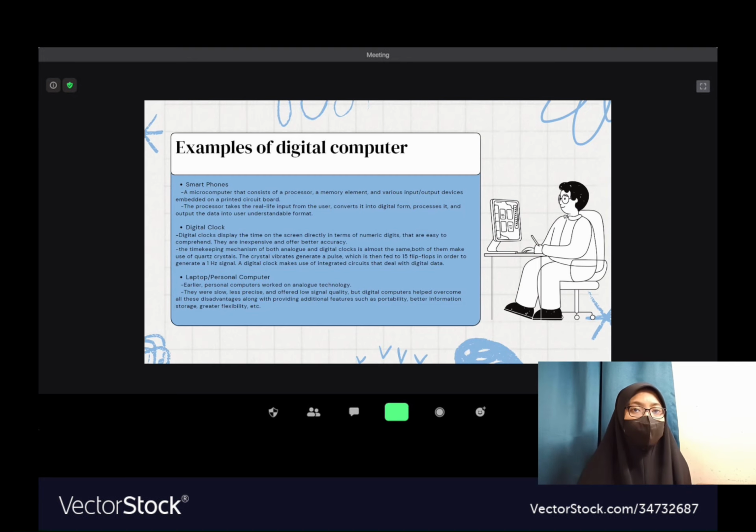data into a user-understandable format. Next, digital clock. A digital clock displays the time on the screen directly in terms of numeric digits. They are easy to comprehend, inexpensive, and offer better accuracy. The timekeeping mechanism of both analog and digital clocks is almost the same. Both of them make use of a quartz crystal. The crystal vibrates to generate a pulse, which is then led to 15 flip-flops in order to generate a 1 Hz signal. The digital clock makes use of an integrated circuit that deals with digital data.